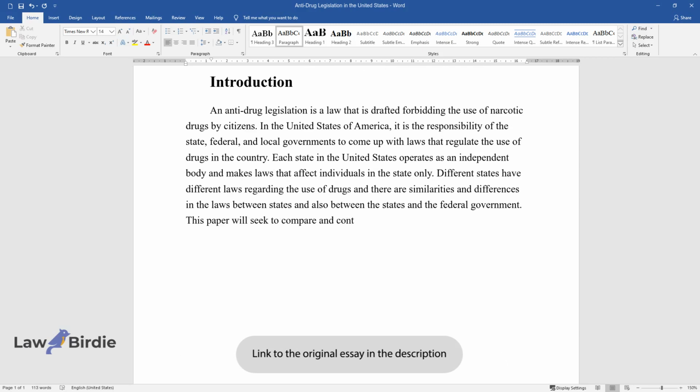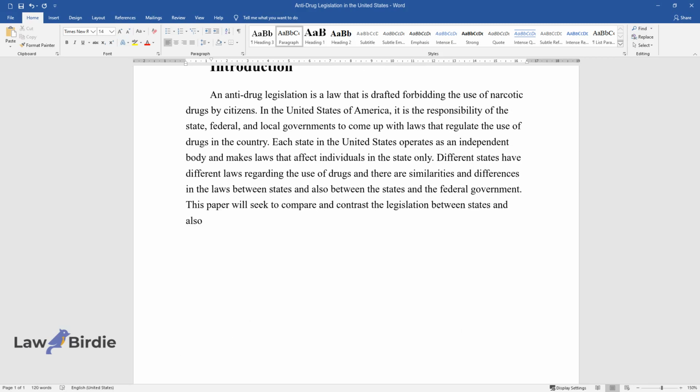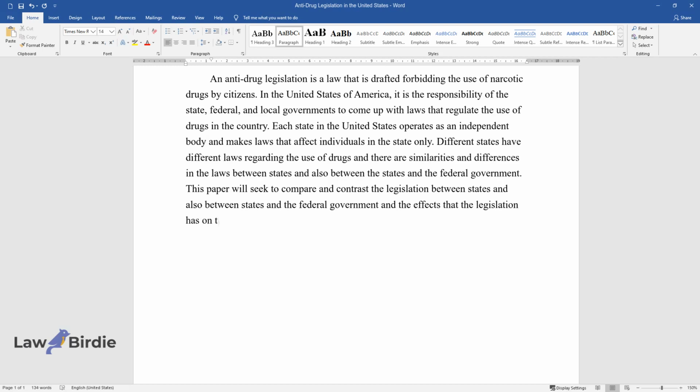This paper will seek to compare and contrast the legislation between states and also between states and the federal government, and the effects that the legislation has on the war against drugs.